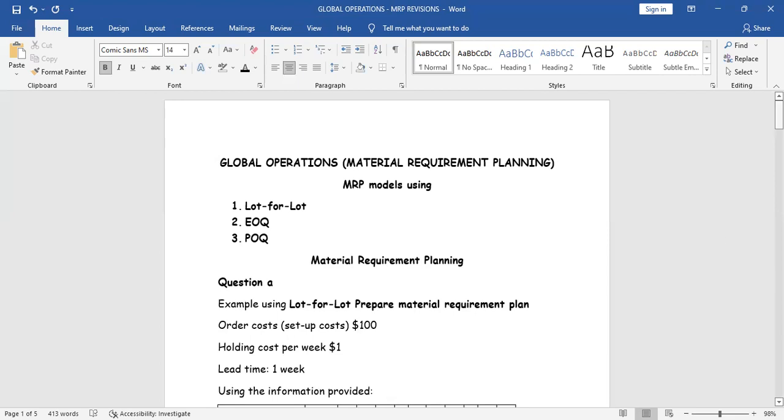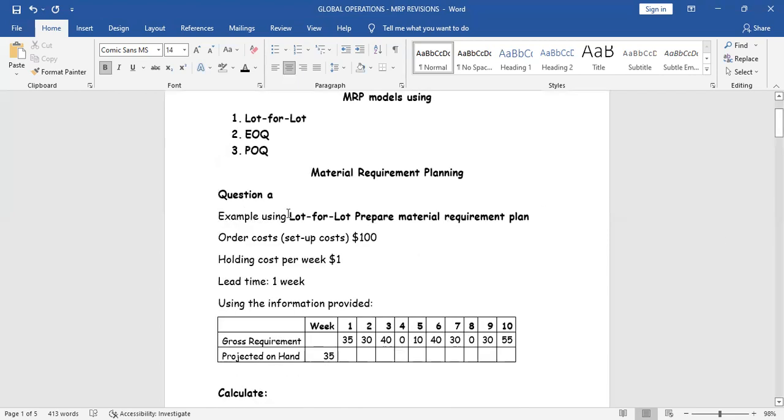So let's go straight to an example. Let's look at question A under material requirement planning. Question A, example using lot for lot. Prepare a material requirement plan using lot for lot, where the order cost or setup cost is $100. The holding cost per week is $1. The lead time is 1 week. Using the information provided below.